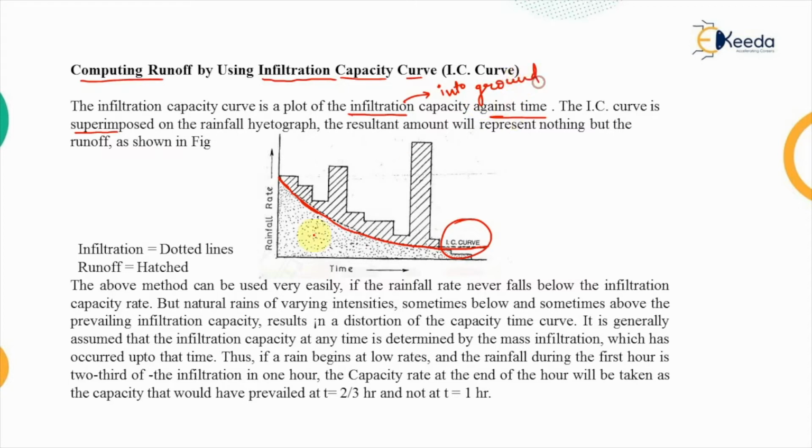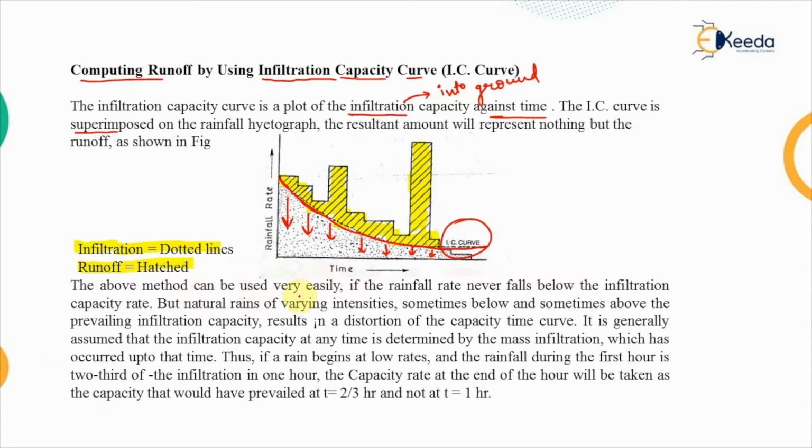So if this water is percolating into the ground, whatever amount of the hydrograph is remaining above the infiltration curve, the IC curve, is representing the runoff volume. So the highlighted area is representing the runoff volume, because the rest of the water has been percolated. This infiltration is shown with the dotted lines, while the runoff is shown with the hatched lines.